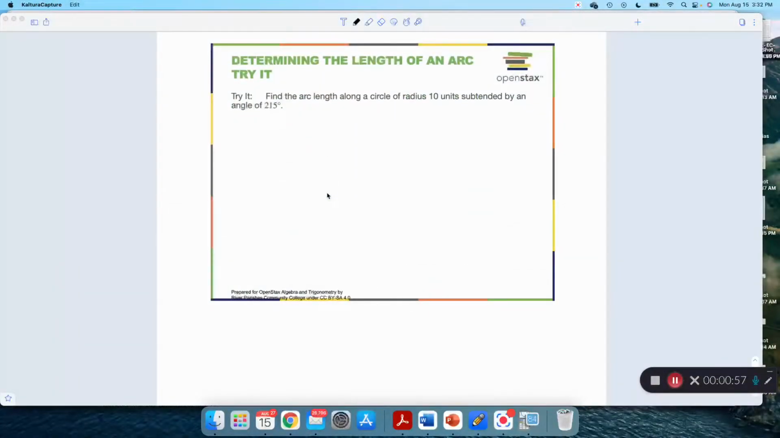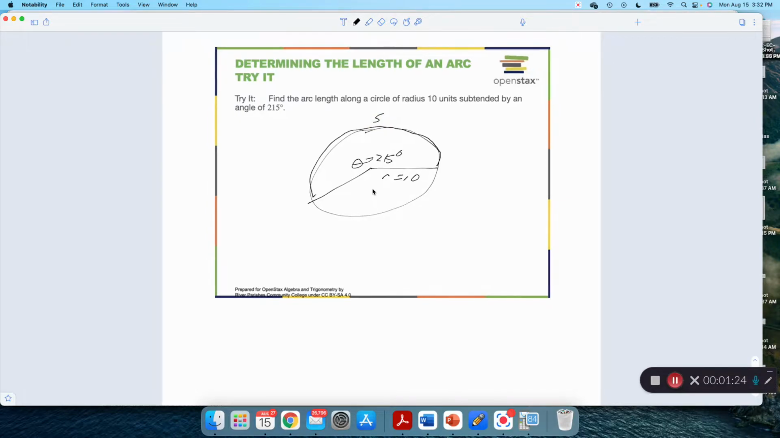Here's a good example. They give us this central angle of 215 degrees. So that's more than 180 degrees. And we're told our radius is 10. I want the length of this arc over here, S. So a couple of different ways I can do this.